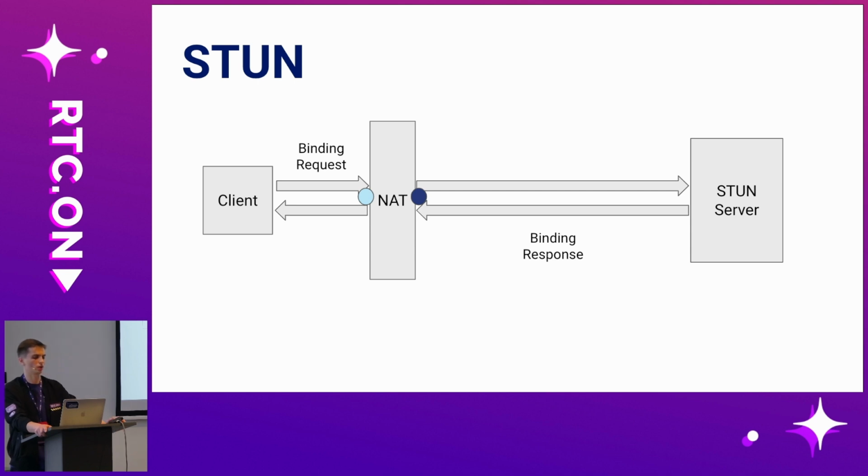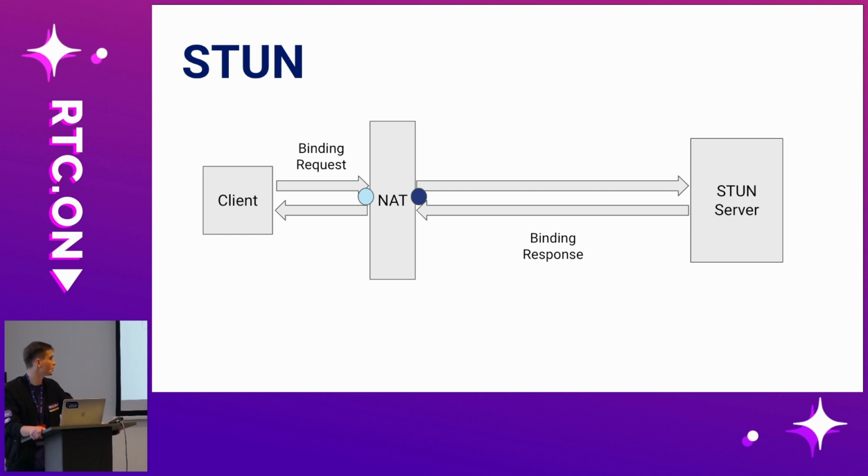So let's imagine we have a client which is in a private network behind some NAT device, and we want to obtain our public IP address. We have two types of messages: binding request and binding response. The client just sends a binding request to the server. Thanks to this, it creates a mapping from private to public IP address, and then the server sends a response that contains this public IP address, and that's pretty much it.